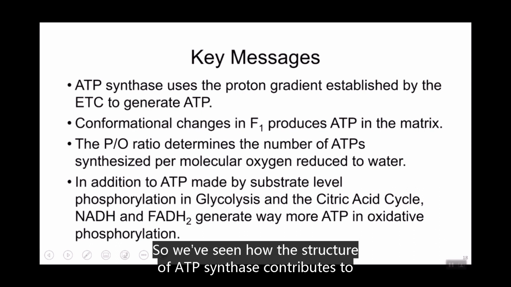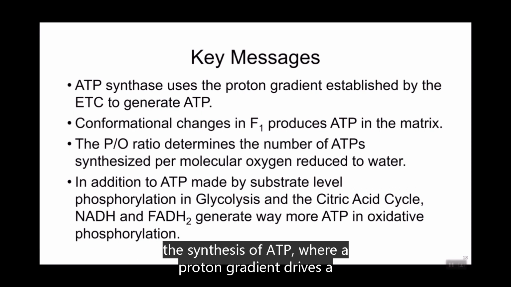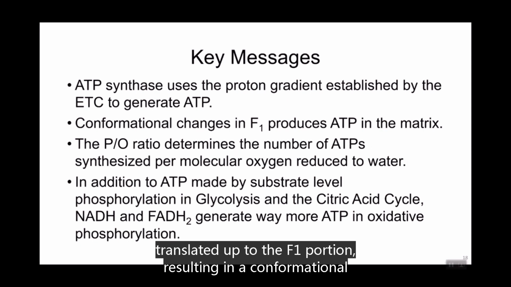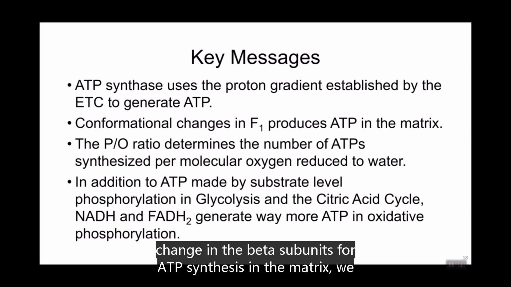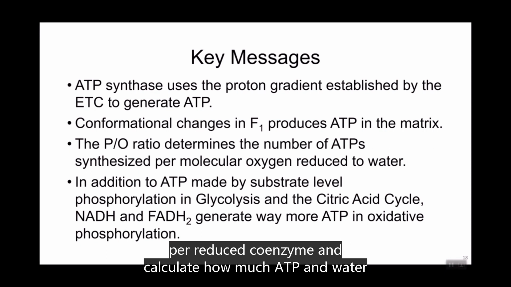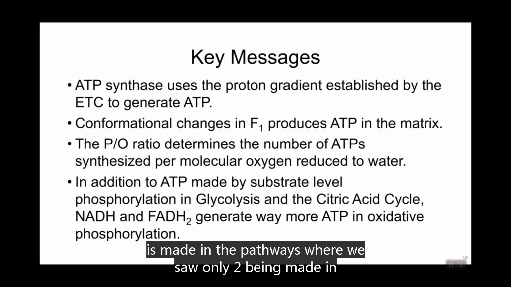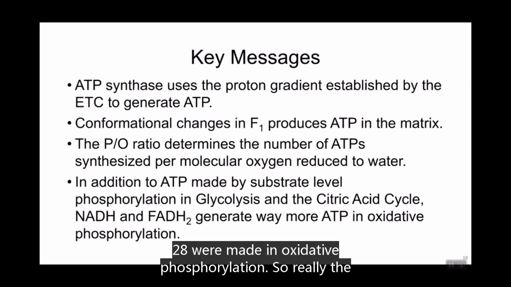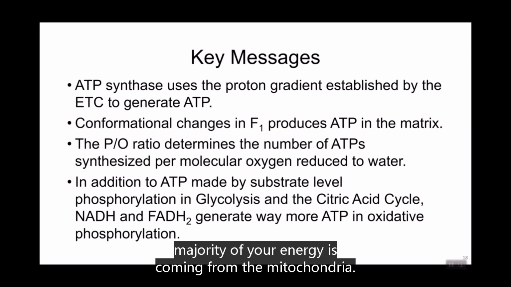So we've seen how the structure of ATP synthase contributes to the synthesis of ATP, where a proton gradient drives a conformational change in the rotor. And this is going to be translated up to the F1 portion, resulting in a conformational change in the beta subunits for ATP synthesis in the matrix. We can then use the PO ratio to determine how many ATPs are made per reduced coenzyme and calculate how much ATP and water is made in the pathways, where we saw only 2 ATPs being made in glycolysis, but the remaining 28 were made in oxidative phosphorylation. So really the majority of your energy is coming from the mitochondria.